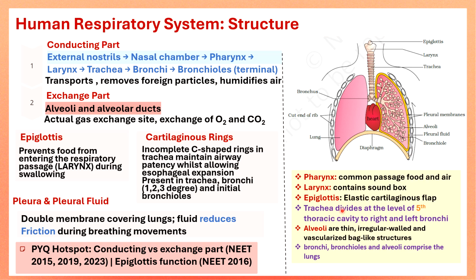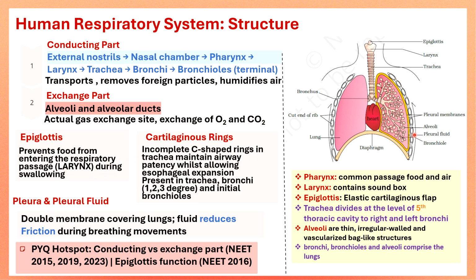Now, you have one important structure here, which is the epiglottis. The epiglottis is an elastic cartilaginous flap, and it prevents food from entering the respiratory system, typically the larynx, during swallowing. If the food enters the airway, it would be a problem. That's why we have the epiglottis, which prevents the food from entering the air pathway.